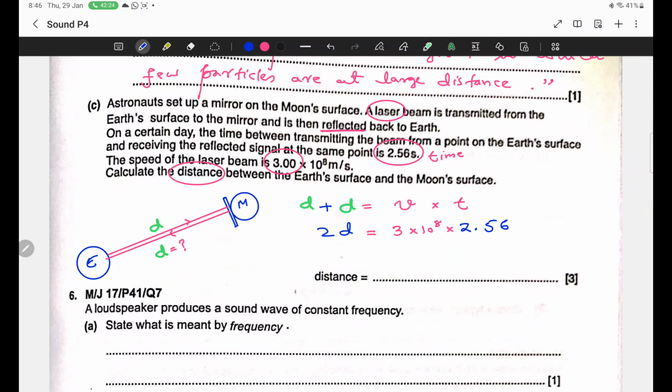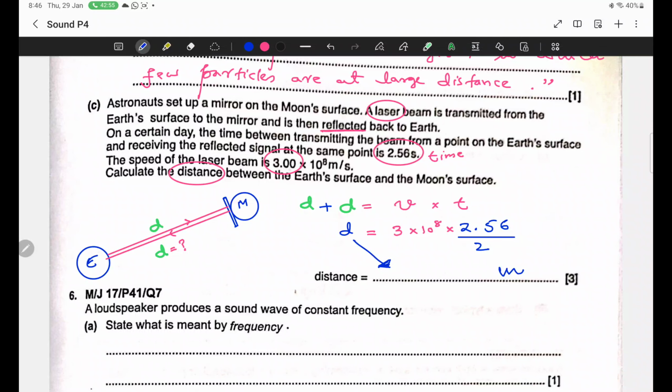And if we have to calculate only D, then this 2 should be shifted to the other side. And then you can solve this number, and it will be the distance between Earth and Moon. And the same mechanism we will use in the echo question. We will solve the echo question within 10 minutes.